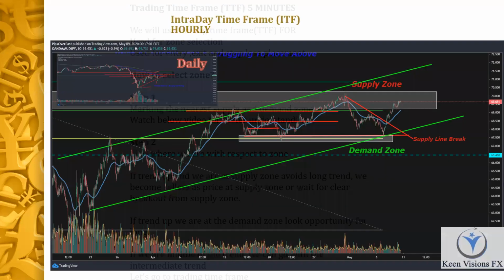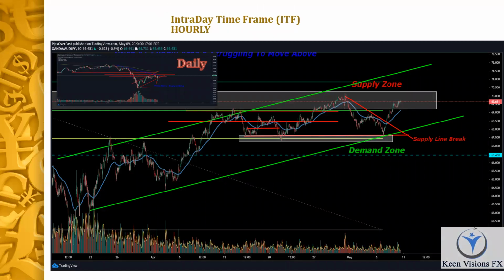So let's go to the actual trade, that actual time frame. So we see here on the intermediate, we're going to be showing us working down into that actual trigger time frame. So here we have the hour chart.